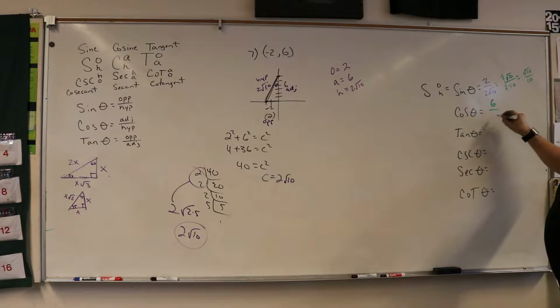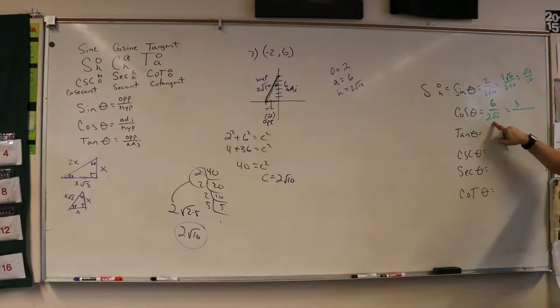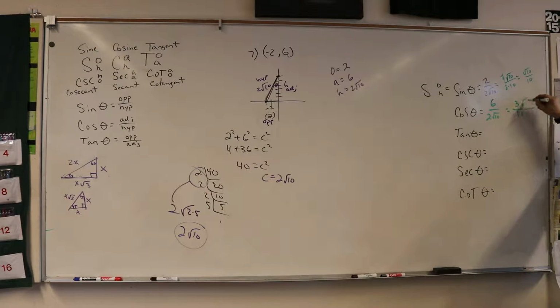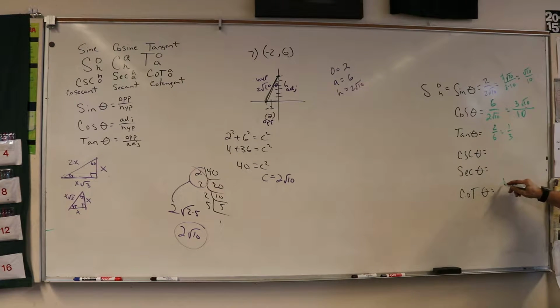A over H. Again, if you want, you can break this down first and say that's 3, right? So that's going to be 3 over the square root of 10. That means 10 and square root of 10 here. Okay? So, there it is. 3 square roots of 10 over 10. Okay? Now tangent is opposite over adjacent. So 2 over 6, which is 1/3. And now we just flip them. So this is going to be 3 over 1.